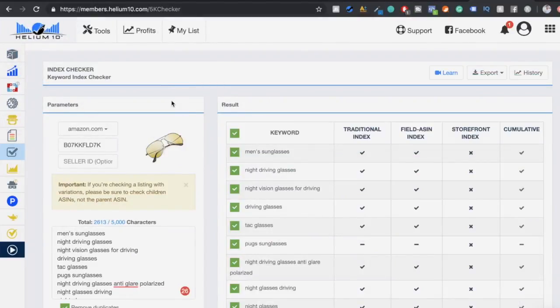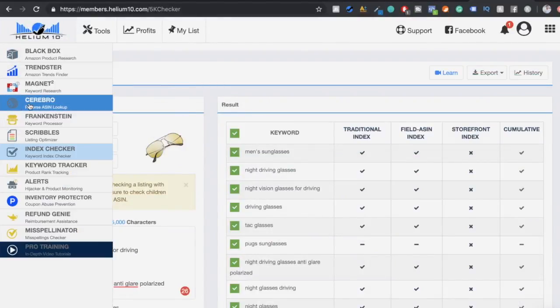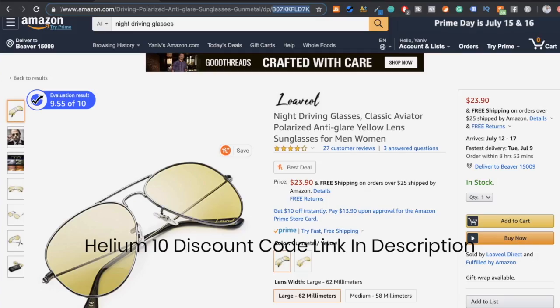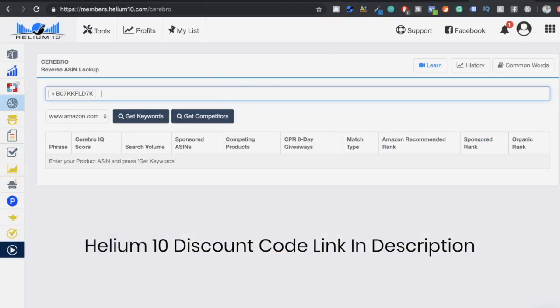I want to show you another way to actually get more traffic to your listing. Again, we're going to go to Cerebro here, but this time we're not going to put our competitors in. We're actually going to put our product in. So we have the ASIN in here. This is kind of another way to do it. And we're going to press Get Keywords.